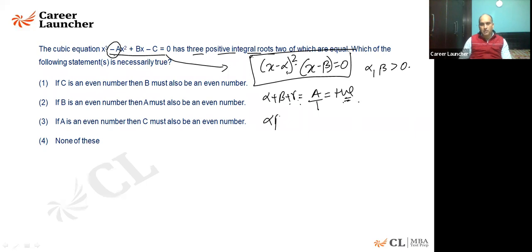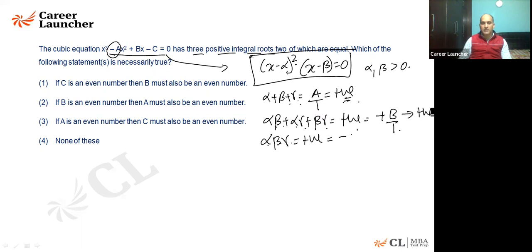Sum of the product of two roots: positive into positive, positive into positive, that is positive, which is equal to plus b by 1. So I know b is also coming out to be positive. Now the product of the roots is positive into positive into positive, which is positive. I'll say that comes out to be minus of minus c upon 1. That is plus c. So that is also coming out to be positive.